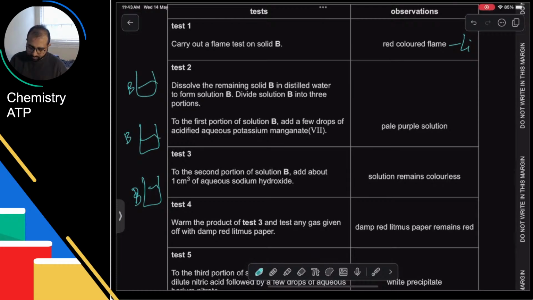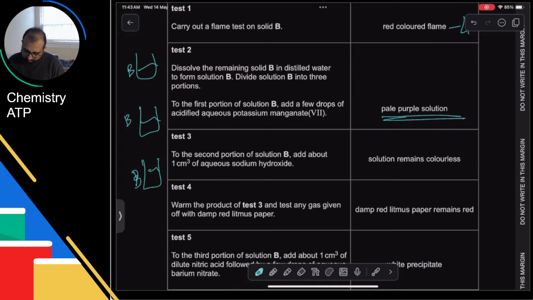Okay. All right. And that probably has lithium in it, but other things could be there as well. To the first portion, add a few drops of acidified potassium manganate(VII), pale purple solution. So that means it does not react with it. It is not a reducing agent, because KMnO4 is purple itself. So you have added it, obviously it's purple. There's no change.